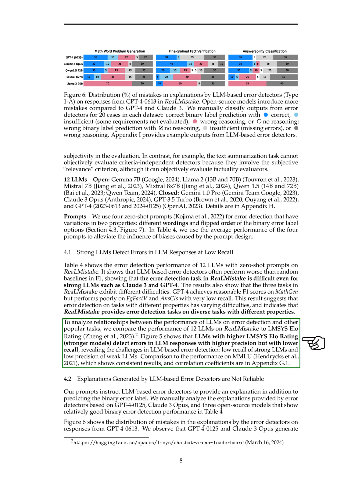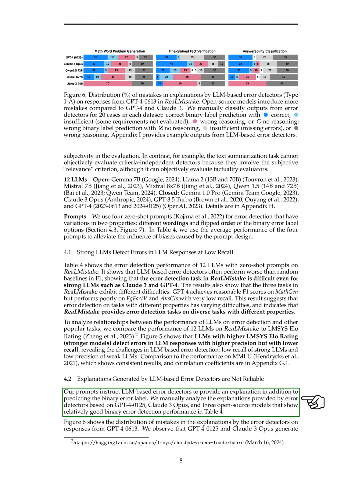Section. Explanations generated by LLM-based error detectors are not reliable. In this section, we instructed LLM-based error detectors to give explanations along with predicting binary error labels. We manually checked the explanations provided by error detectors like GPT-4-0125, Claude 3 Opus, and 3 open-source models, which showed good binary error detection performance. The distribution of mistakes in the explanations by the error detectors on responses from GPT-4-0613 is shown in the table.